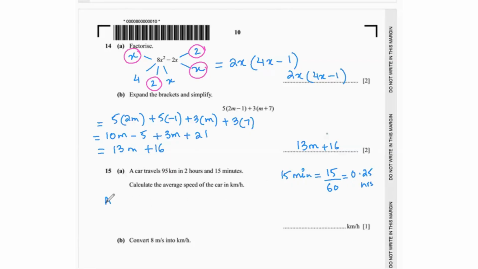So average speed will be distance, which is 95, divided by the time, which is 2.25, because 2 hours and 15 minutes in hours is going to be 2.25 hours. So we do 95 divided by 2.25, which gives us 42.2 recurring.